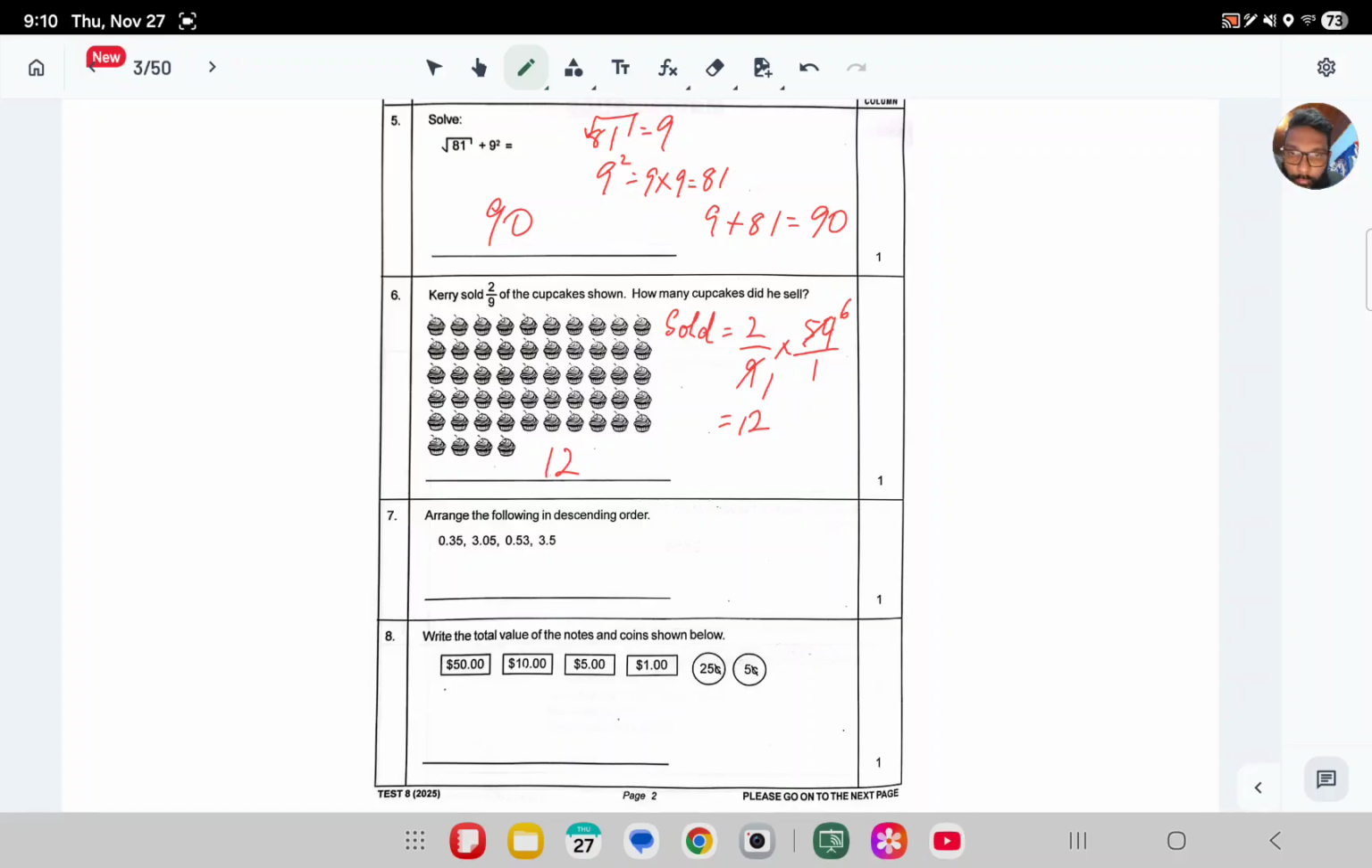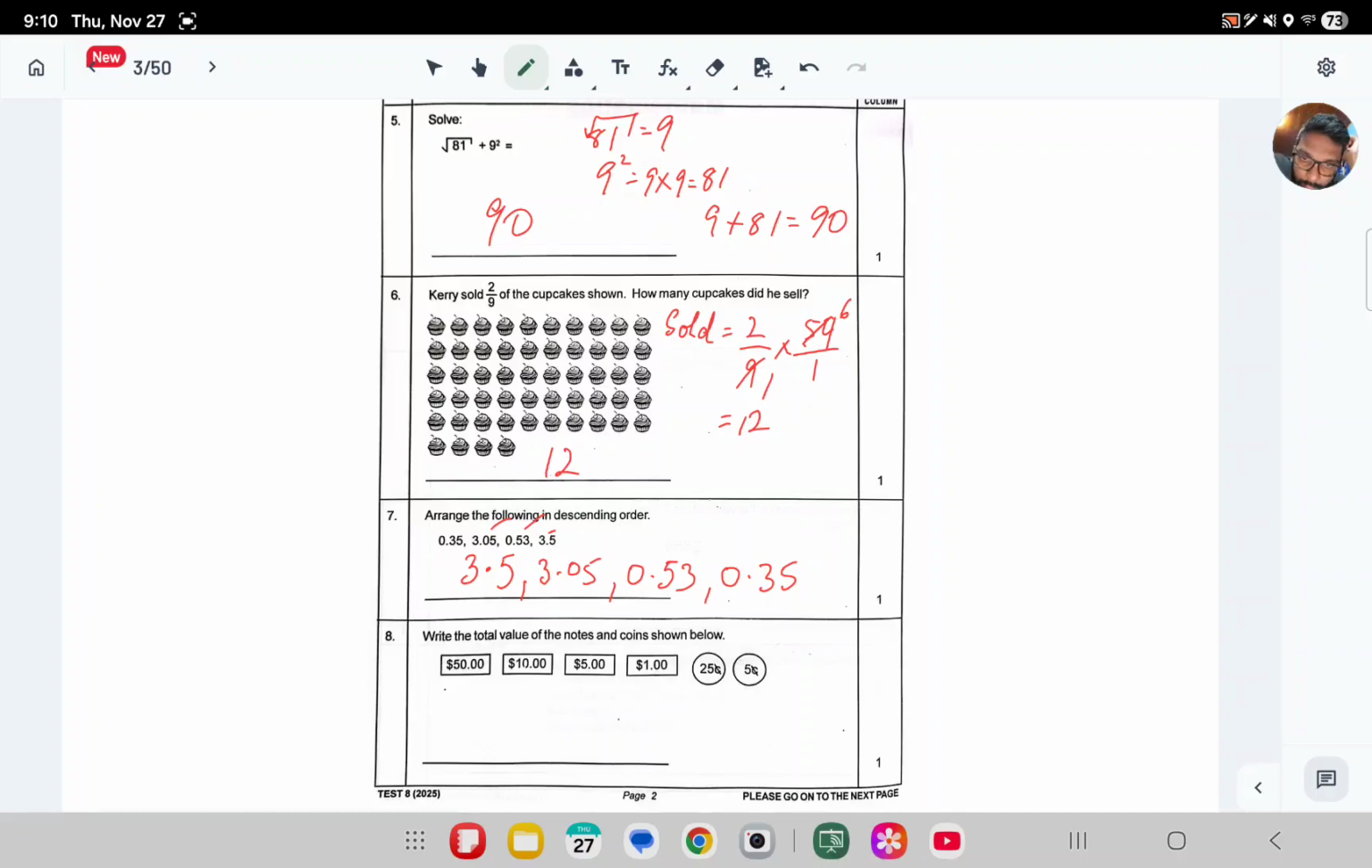Let's arrange the numbers in descending order. Descending orders from the largest to the smallest. So we have 3.5, then 3.05, then 0.53, and then 0.35, largest to the smallest.